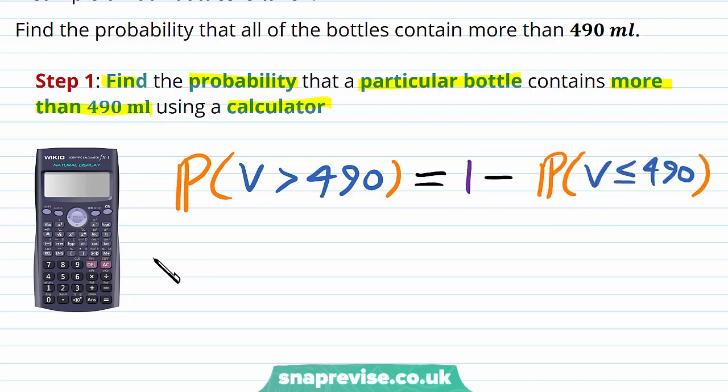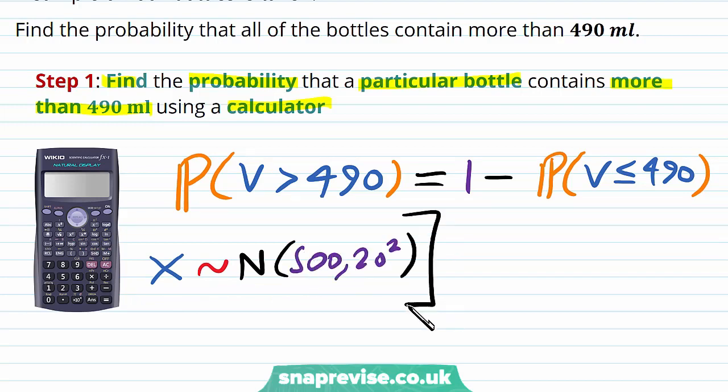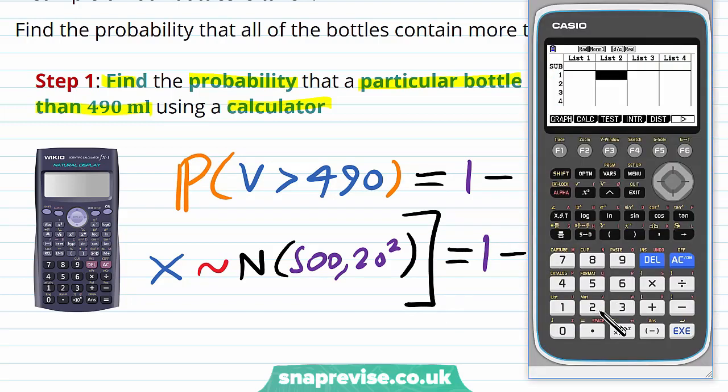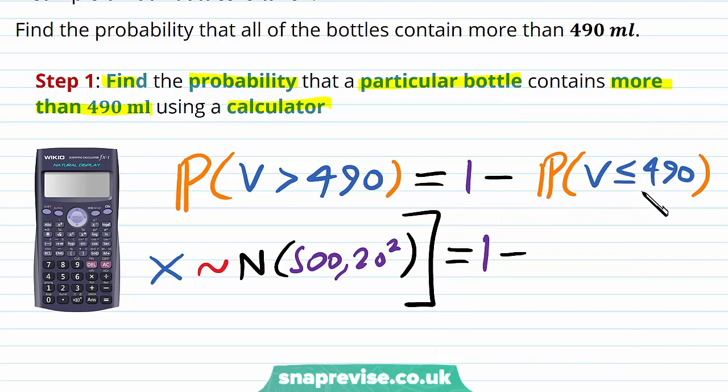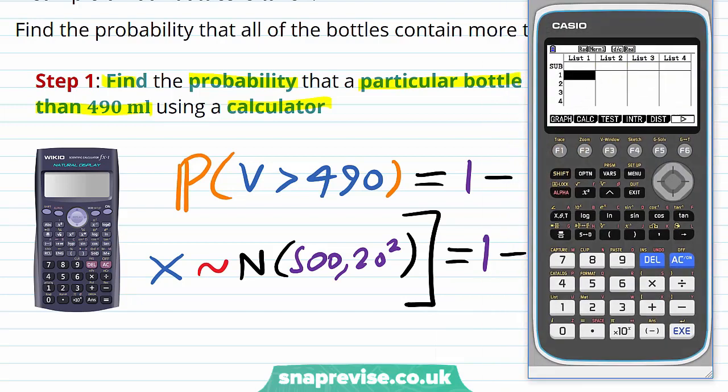Now again, recall that X is normally distributed with mean 500 and variance 20 squared. So then this becomes 1 minus, and then to work out this probability, bring up our calculator, go into stats mode, and here we have our lower point and our upper point. We need to calculate the probability that V is less than or equal to 490, and therefore we choose as our lower point essentially minus infinity. We have minus 10 to the power of 99.